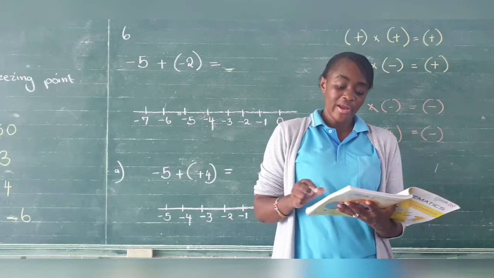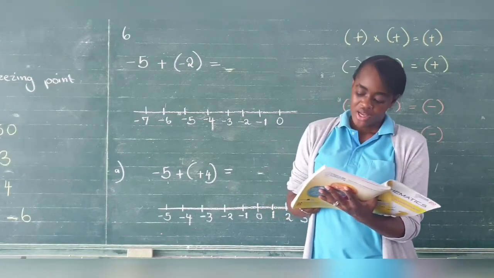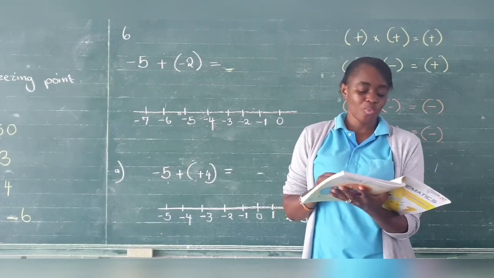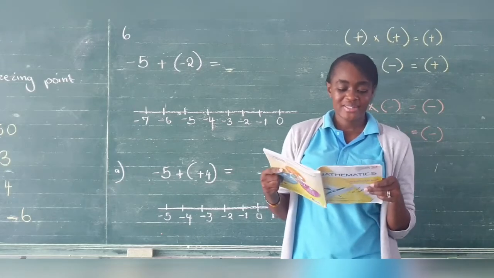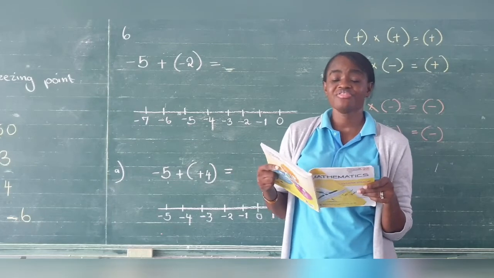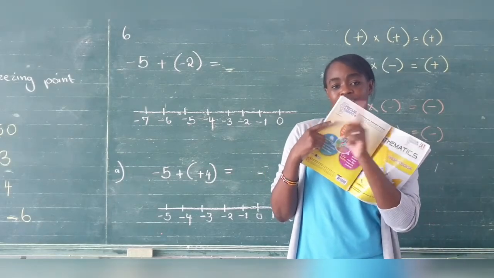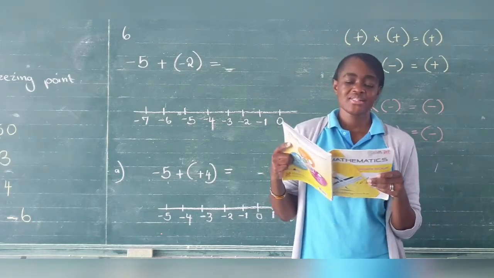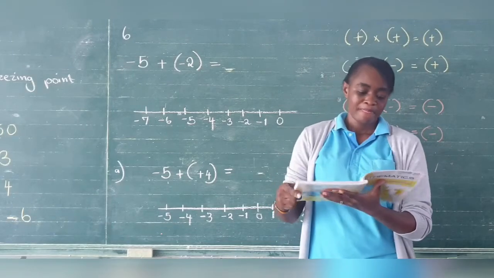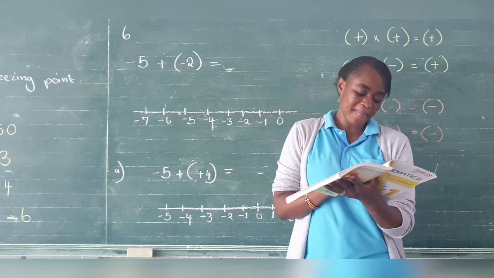Okay, so we are going to continue with page 6. Have you finished page 5? Very good. On page 6, we are going to learn addition and subtraction of integers. Addition means you add two numbers. Subtraction means you minus two numbers, okay? So today we are going to learn how to add and subtract numbers.